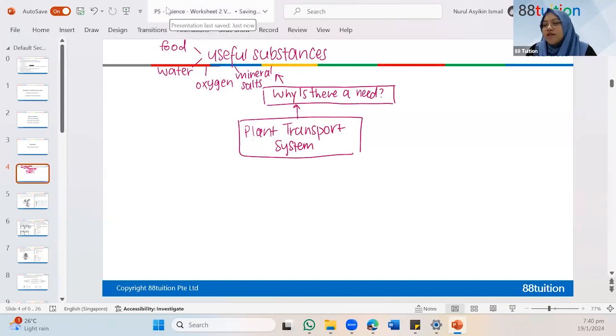The thing is, all these useful substances need to go from one place to another because maybe they are found or they are taken into the plant only at a specific part. Let's say they take it at part A, they need to go all the way to part B because something important is happening at part B.